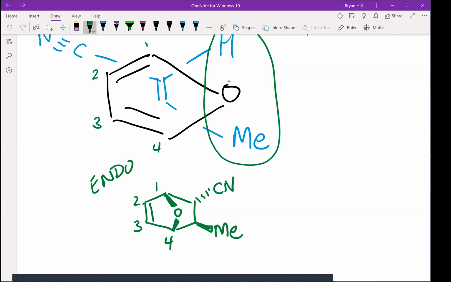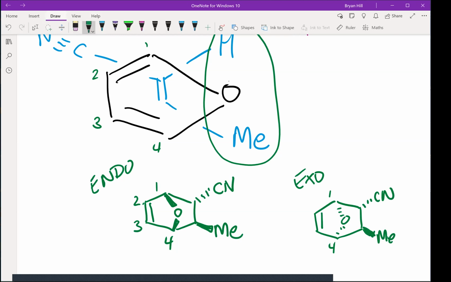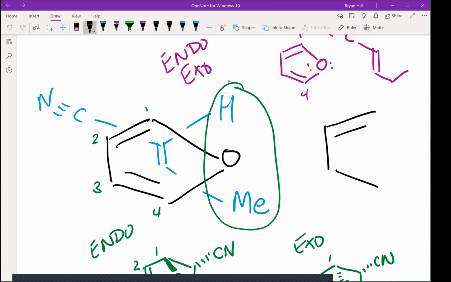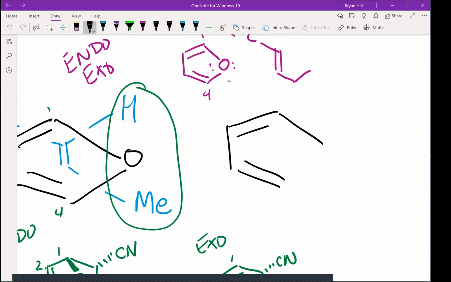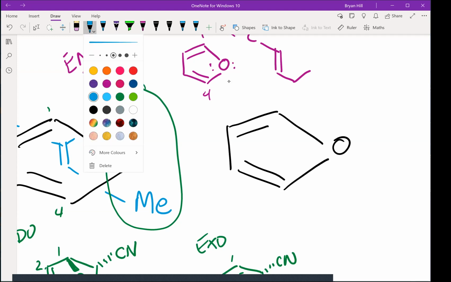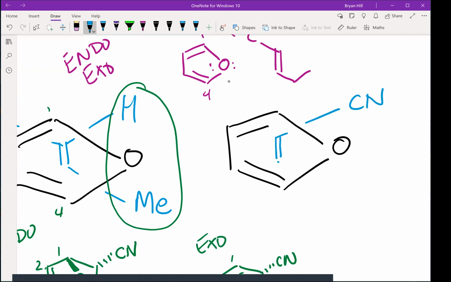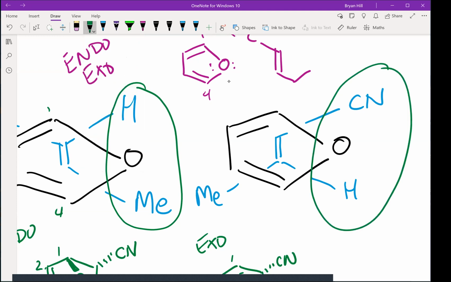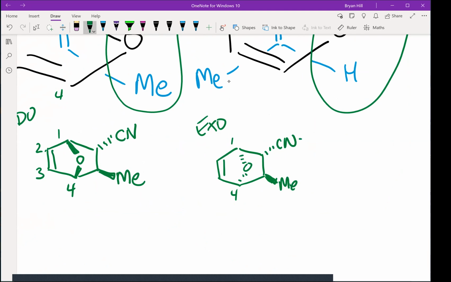And I know that the exo now is going to be as follows. If I keep everything the same, this would be up, because the stereochemistry between carbons 1 and 4 is going to be opposite for endo and exo if you keep the other two substituents the same. I can redraw it here to prove that I'm right. Let's extend this out. If we draw in our dienophile, exo, the cyano group is going to be way over here. The methyl group will be under. So the oxygen and the cyano are on the same side.